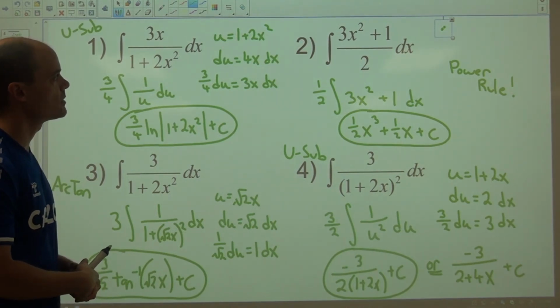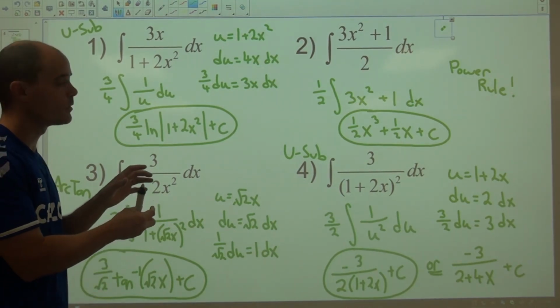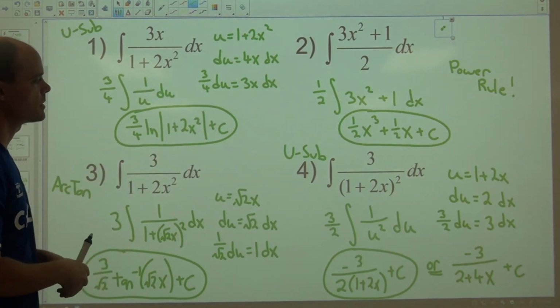So 4 very confusing integrals. Very simple if they were on their own, but putting them all on the same screen, this can become a nightmare.